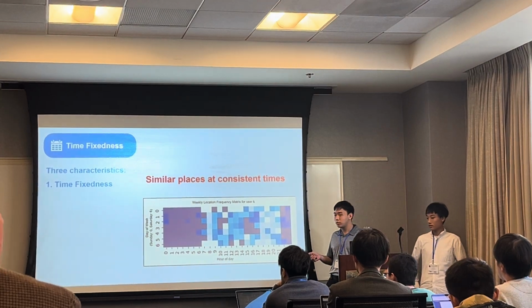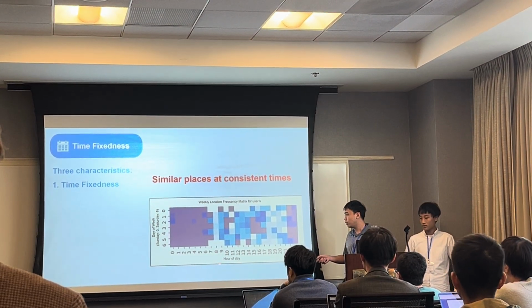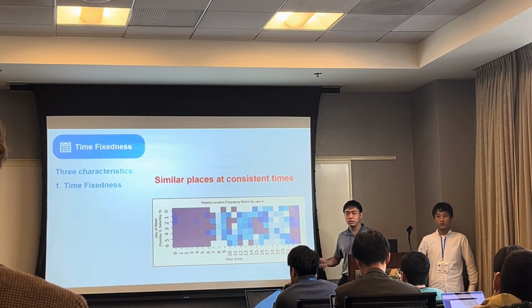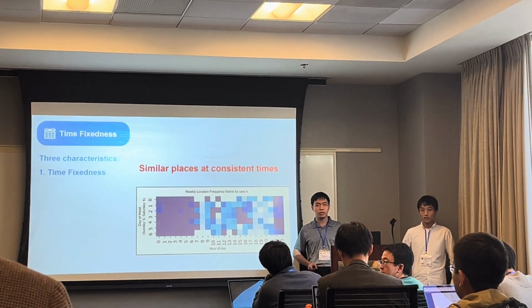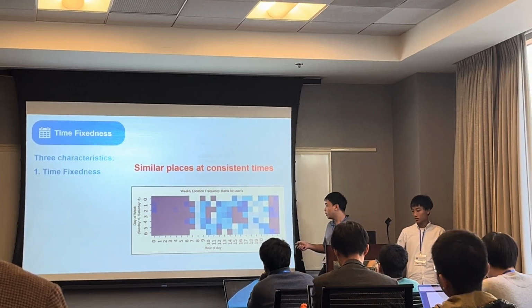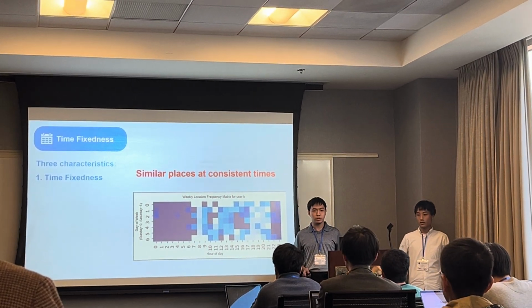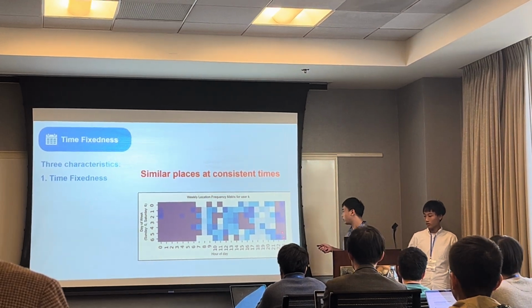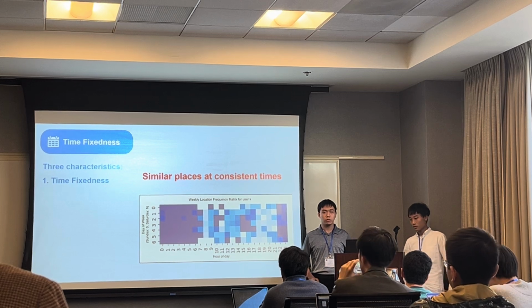This diagram shows the user's behavior. The x-axis is the hour of day, and the y-axis is the day of week. The darker area means that the user has a higher chance to appear at the same place at the same time. On the other hand, the lighter area means that the user may go to different places. As you can see, from midnight to morning the user may stay at the same place, such as home or dormitory.